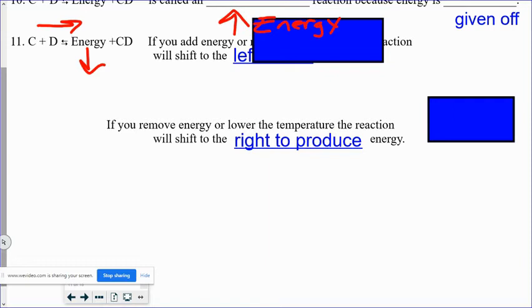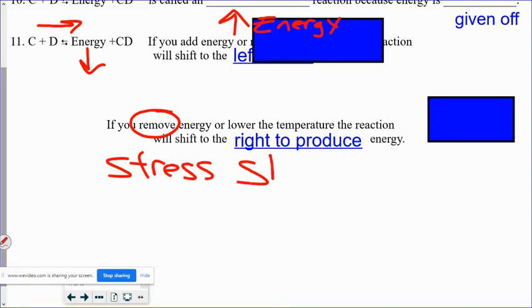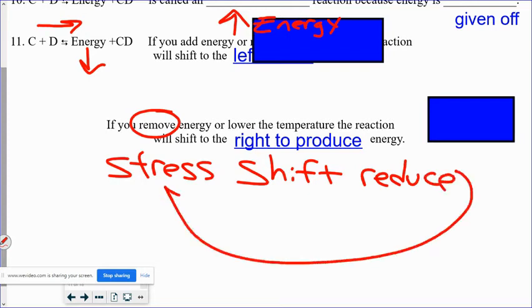So again, whatever stress you place on a chemical reaction, the reaction is going to shift to minimize or reduce the stress. So if you add something, it's going to shift to replace it. If you remove something, it's going to shift to make more of it.